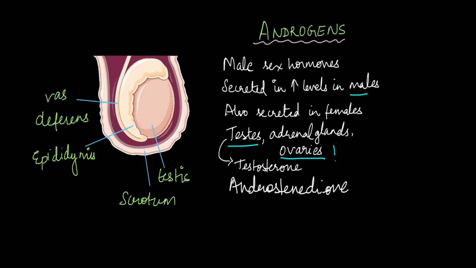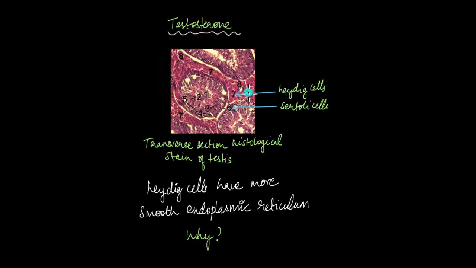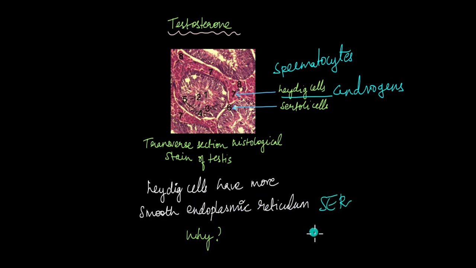Now, where exactly in the testes are these androgens produced? The testis has different types of cells like the Leydig cells, the Sertoli cells, and the developing spermatocytes, which are the developing male gametes. In the testis, it is the Leydig cells that secrete all types of androgens in the male body. And if you take a look at the structure of the Leydig cells anatomically, they have more smooth endoplasmic reticulum, or SER, compared to rough endoplasmic reticulum. Can you think of a reason why this would be so? If you haven't guessed it already, I will tell the answer at the end of this video.